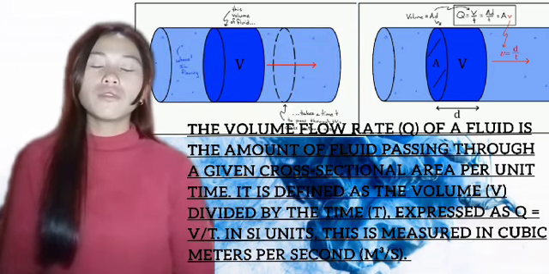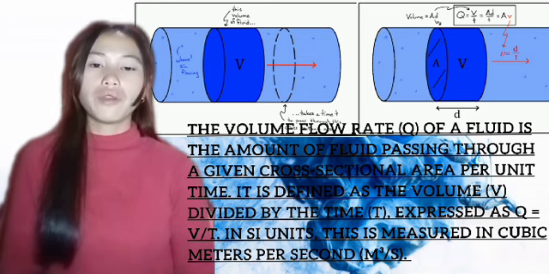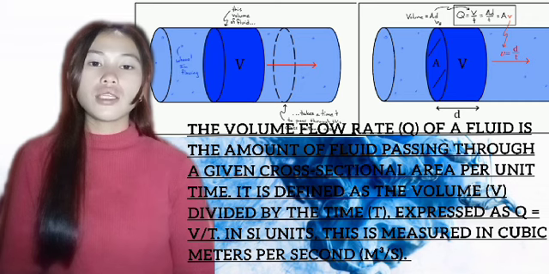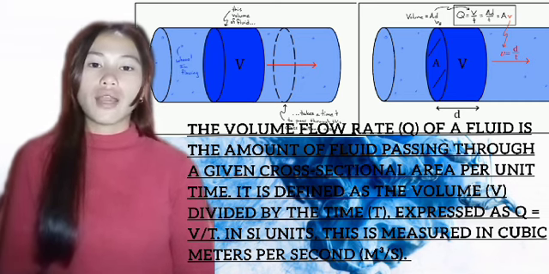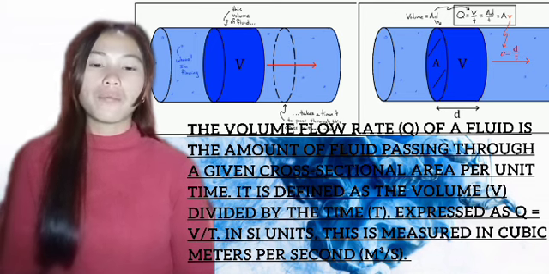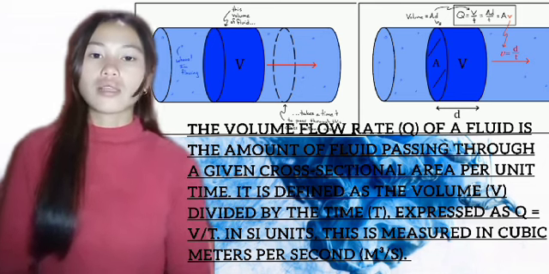So now let's move on to the volume flow rate, or Q. The volume flow rate, or Q, of a liquid is the amount of fluid passing through a given cross-sectional area per unit time. It is defined as the volume, the symbol V, divided by the time, the symbol T, expressed as Q equals V over T. In SI units, this is measured in cubic meters per second, or m cubed per second.